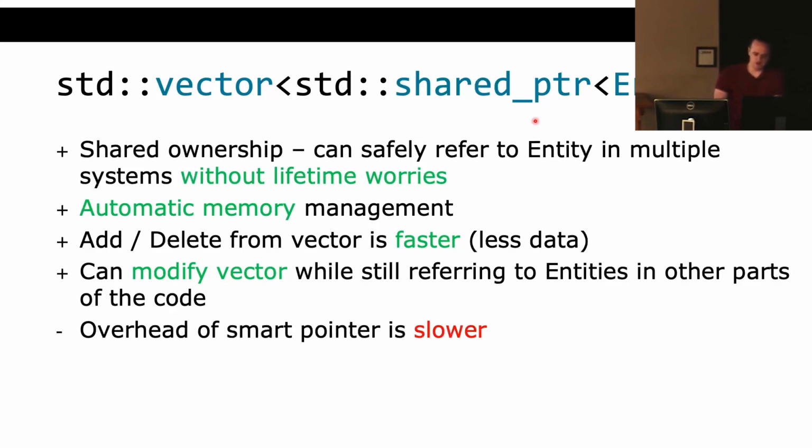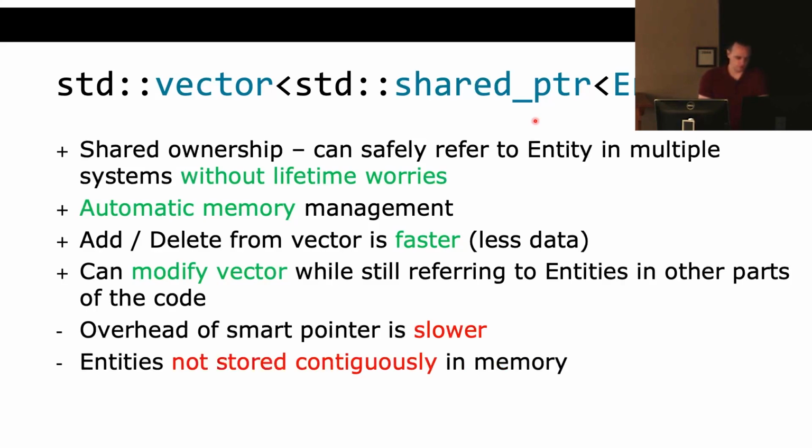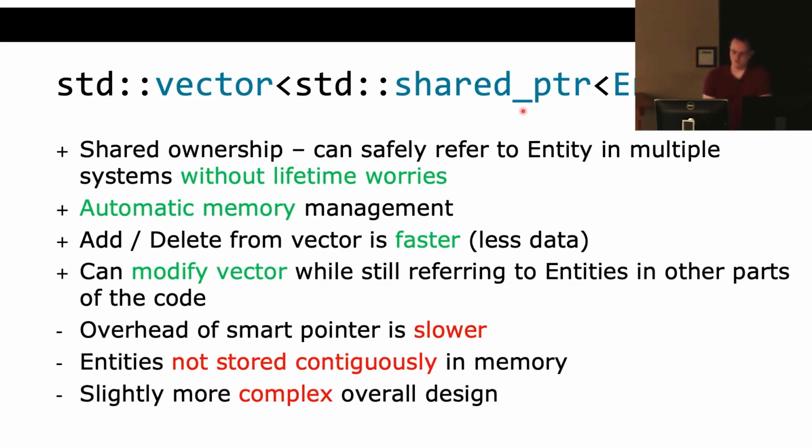However, the negatives are the smart pointer overhead is obviously slower. You know, if you have a wrapper around something, that by definition is going to be slower than just the something itself. Our entities are no longer stored contiguously in memory because each of these shared pointers is going to live on the heap somewhere, right? So using the heap is a bit slow, not great. It's a slightly more complex design overall. Why is it more complex? Because we just have this wrapper around our entities rather than using entities.